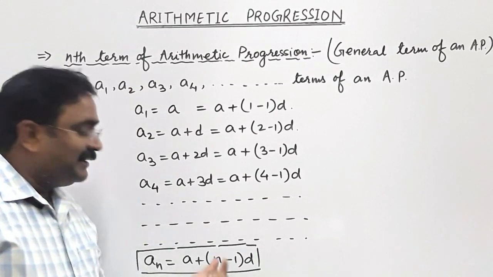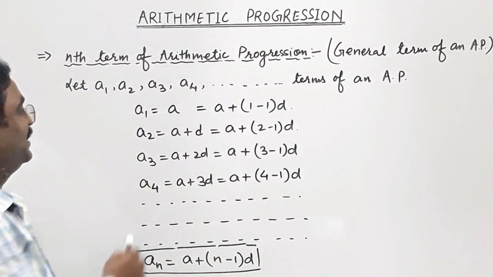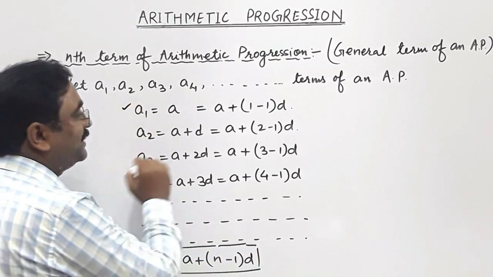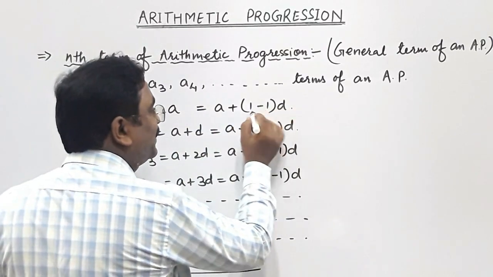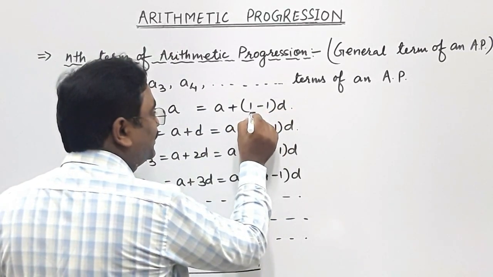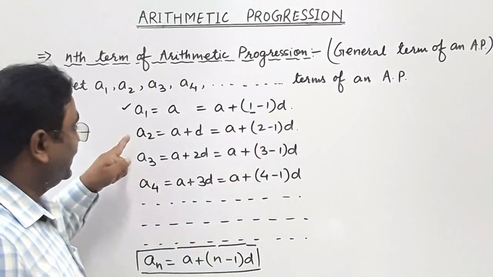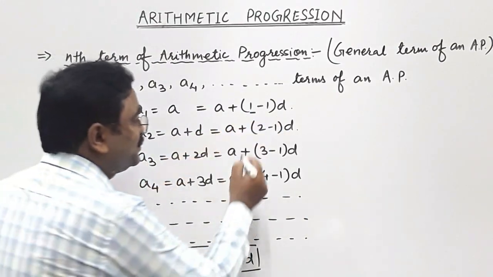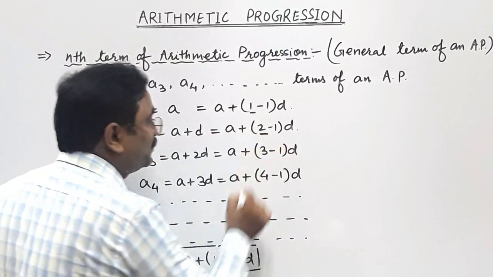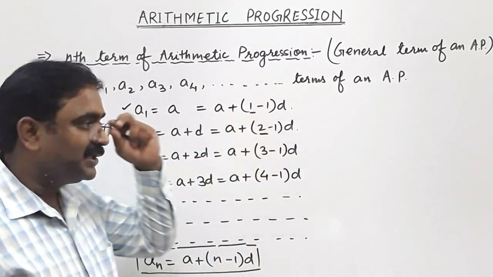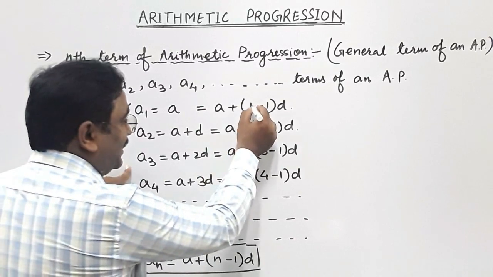How have you written n minus 1? Just see. It was a1 the first term and it can be written as a plus 1 minus 1 into d. बच्चों ये ध्यान रखना, a plus 1 minus 1 into d. a2 is a plus 2 minus 1 into d. So here everything is same, but these numbers are increasing.